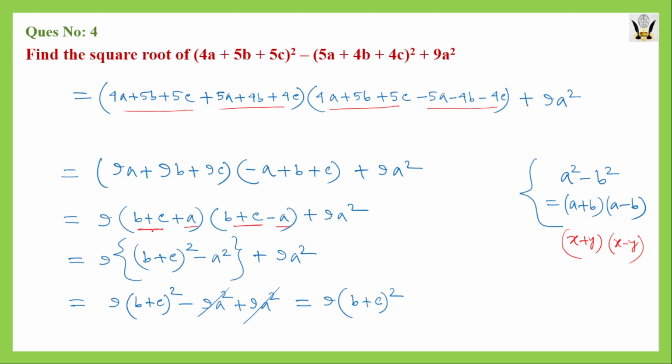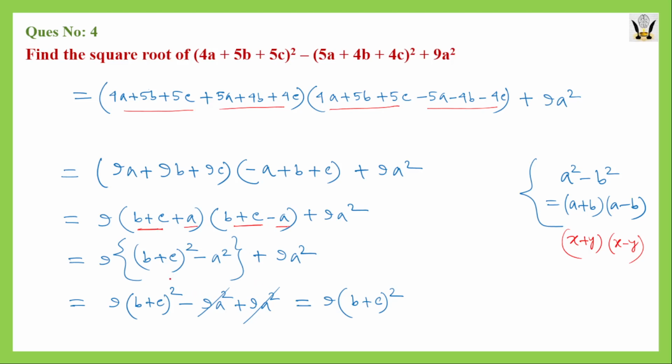So b plus c again can be taken as x. So x and a can be taken as y. So x plus y, x minus y. It's like that. So x square minus y square. So b plus c whole square minus y square means a square, and then plus 9a square, the third term.